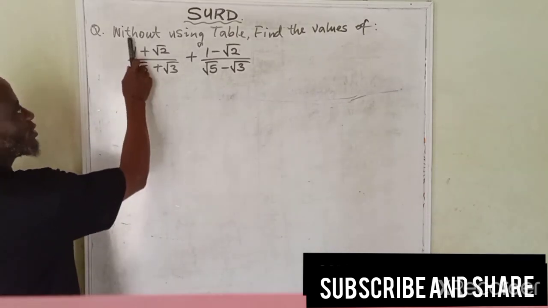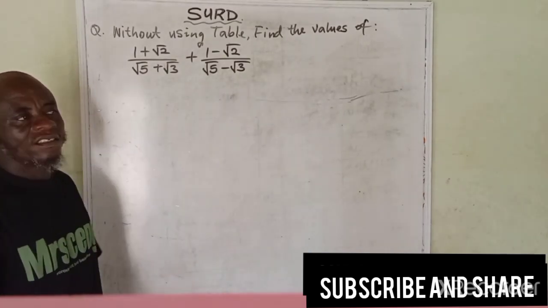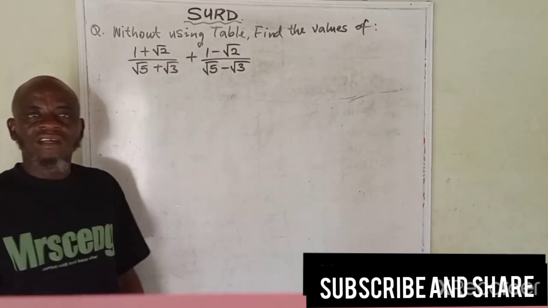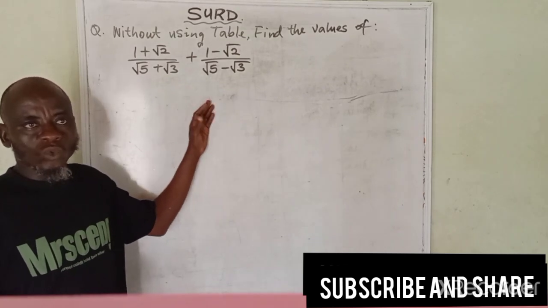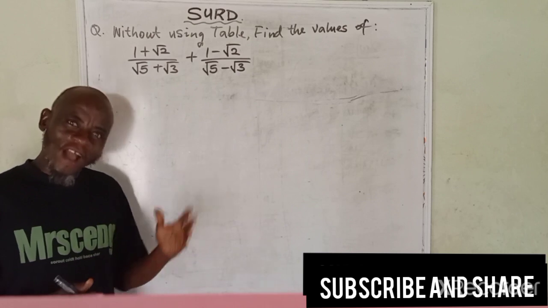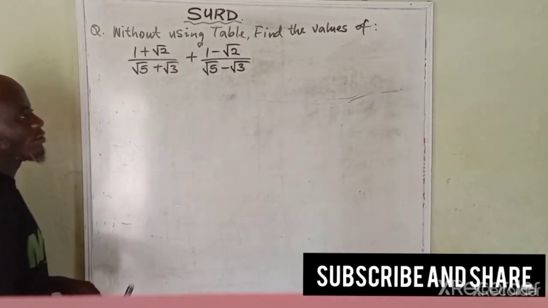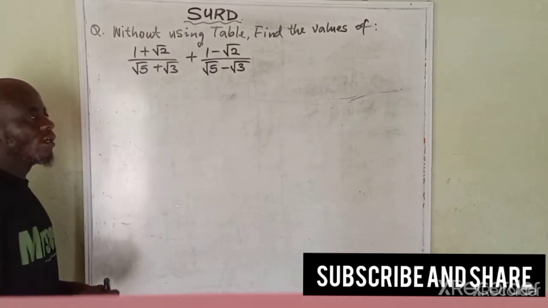The question says, without using table, find the value of this. We want to find the value without using table or calculator. Follow me as we go ahead. If you look at this, these are two fractions. So how do we solve it?